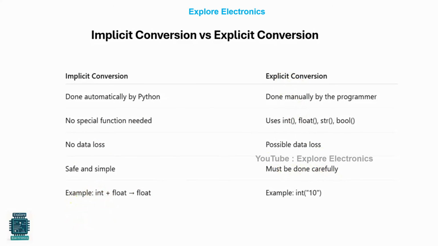For example, when I want to convert from integer to float, it is done automatically. In the case of explicit conversion, I have to use the integer function.